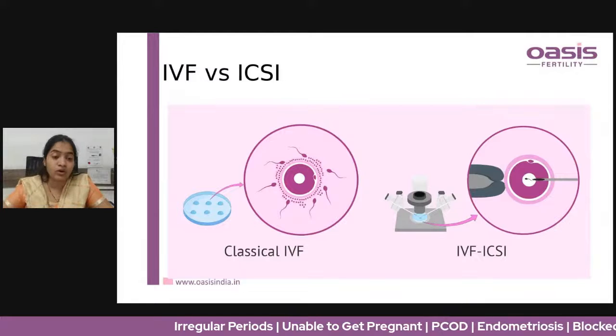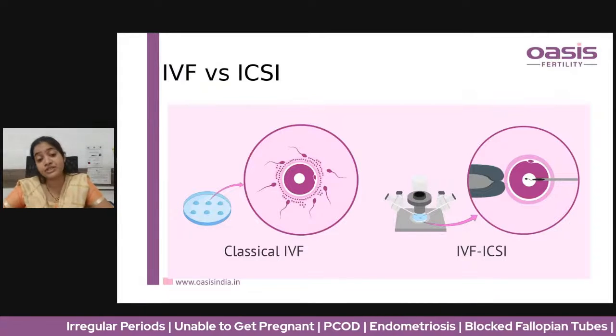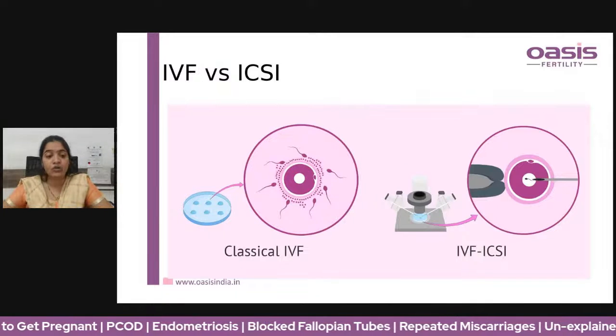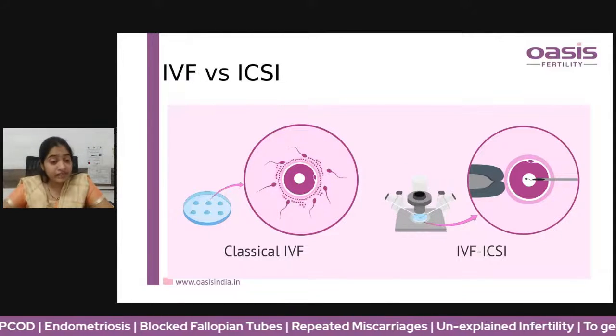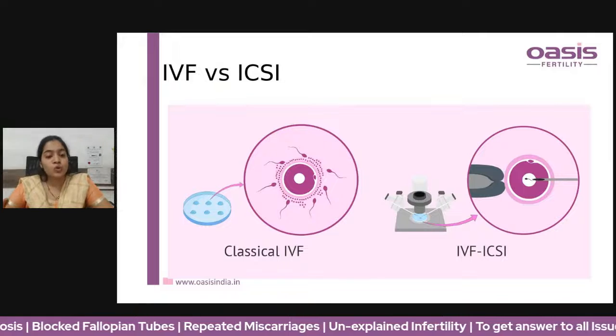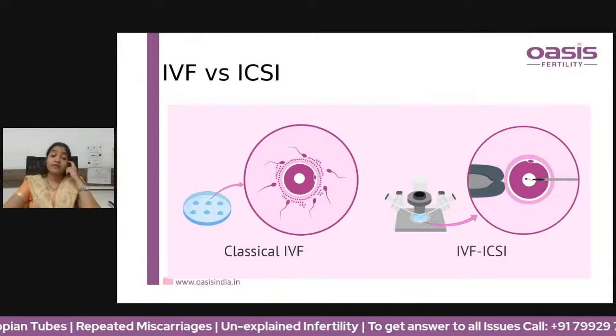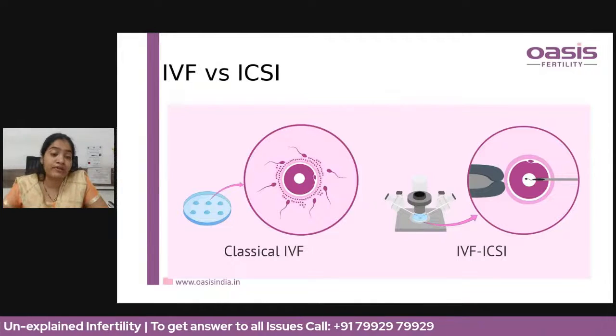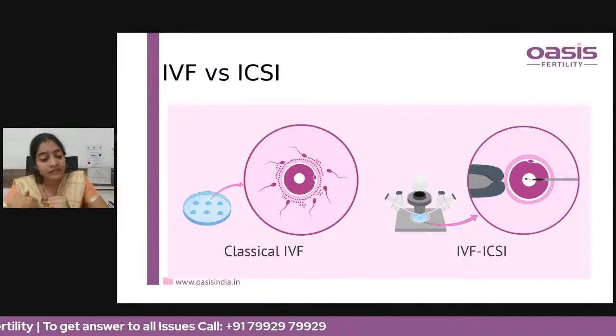Basically, this ICSI technology came only for patients with severe male factor, like patients with less than 5 million count, where fertilization totally failed with conventional IVF. So in those patients with severe oligozoospermia, as we call it in medical language, which means very low count.